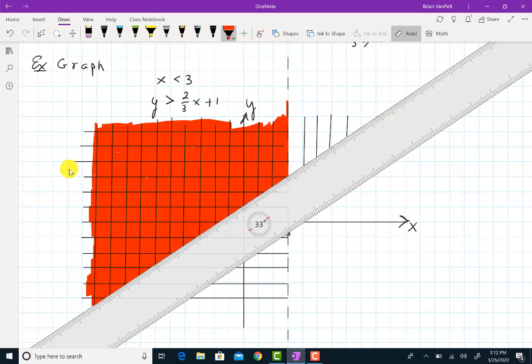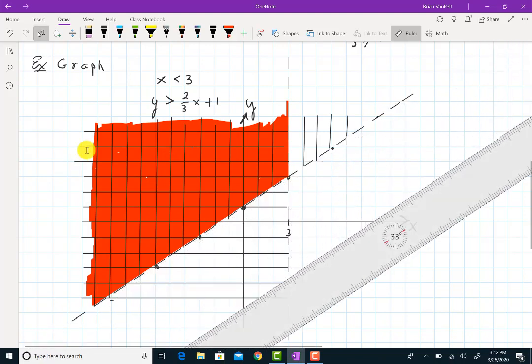And there we go. So there is the answer here. The important thing is that we've got our dashed lines, because both of these inequalities are what they call strict. They're not greater than or equal. There's no or equal part of either one of these. So any points that are on these lines are not an answer.